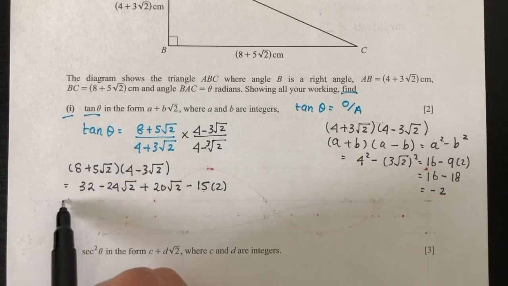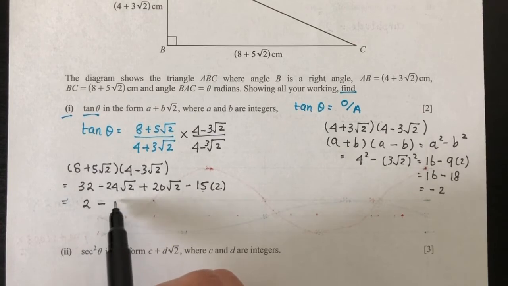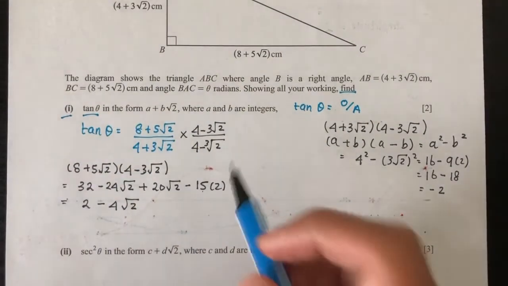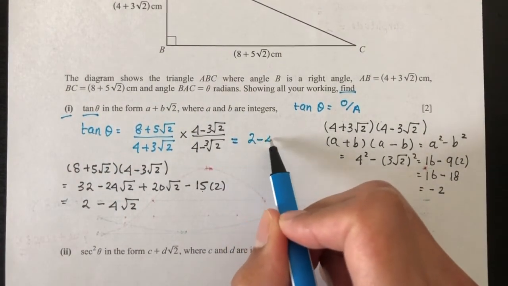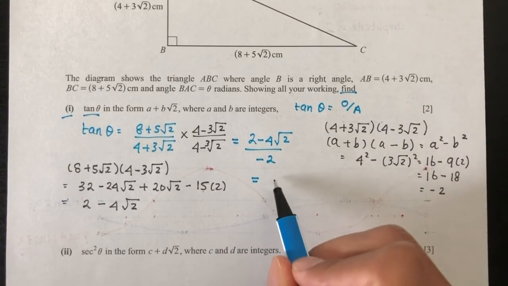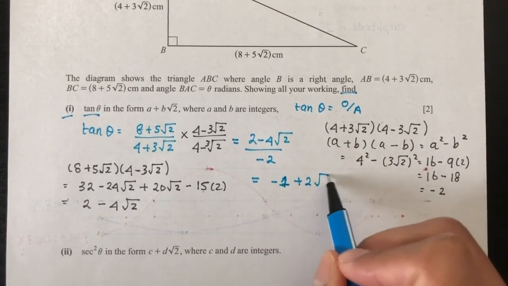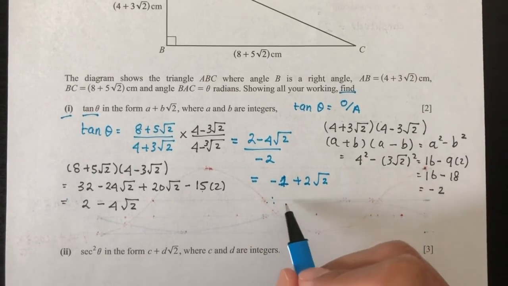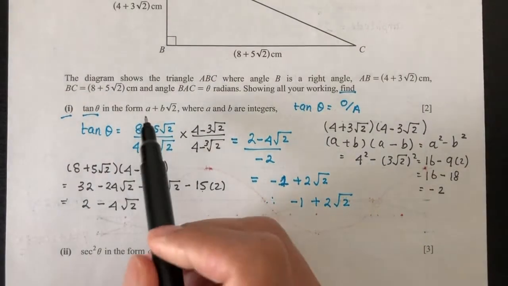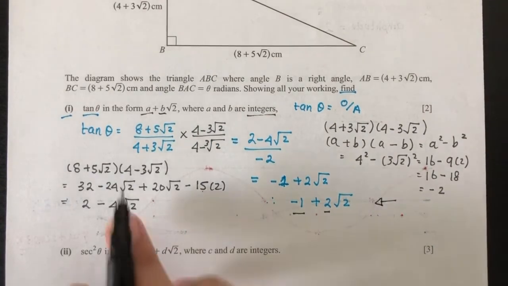Now we just have to simplify. We have 32 minus 30, that will be 2, and then minus 4 root 2. Replace this back in your main equation. On top you have 2 minus 4 root 2 divided by minus 2. So this will give you minus 1 plus 2 root 2. But the values of a and b are integers, so these two are integers, and this is your answer for part 1.